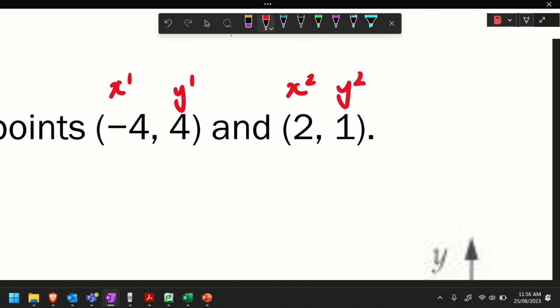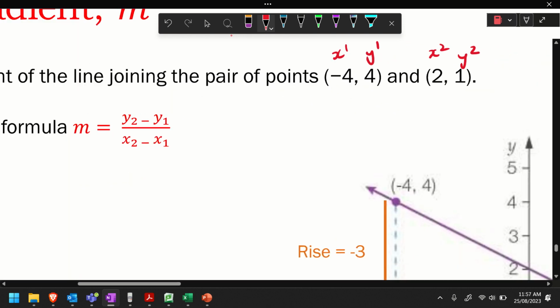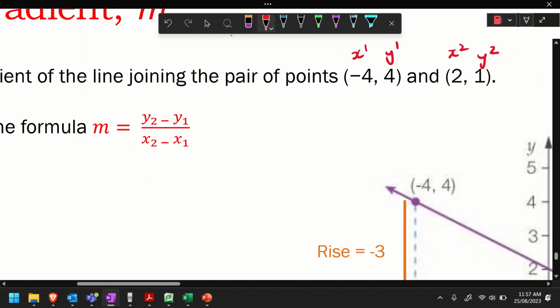It actually doesn't matter whether you do that or you go the other way. You can go x2, y2, x1, y1. It's the same thing, yeah? But as long as you label them, and this will help you. So let's just call it x1, y1, x2, y2. And then what we do is using that formula, you just need to change y2, y1, x2, x1 to whatever it is here.